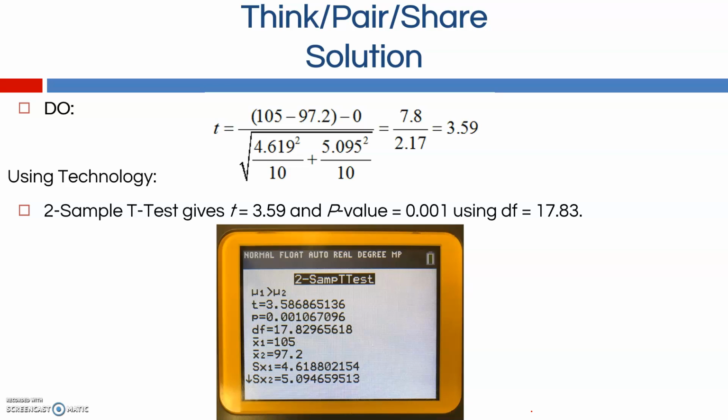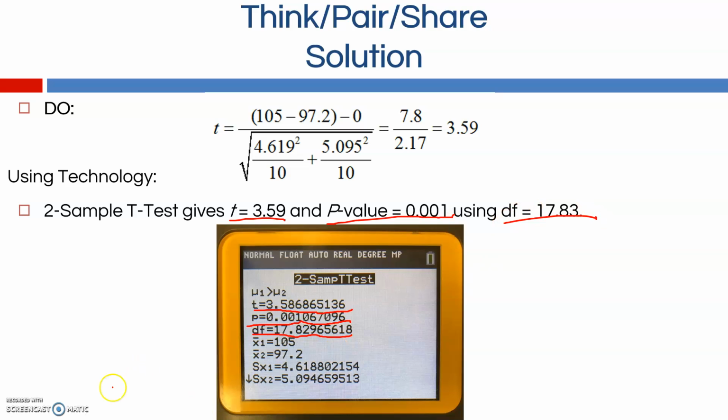All right, so if you're doing this on your calculator or by hand, if you want to, you'll notice that you get a test statistic of 3.59 and a p-value of 0.001. Degrees of freedom will be 17.83. These are the three things you want to state. You want to state your test statistic, your p-value, and your DF.